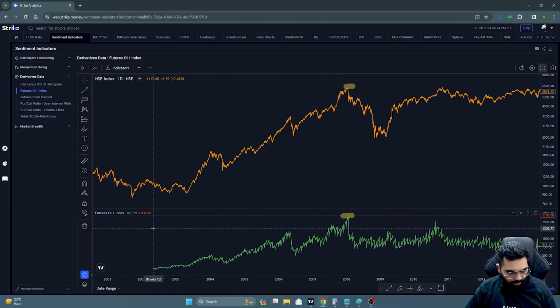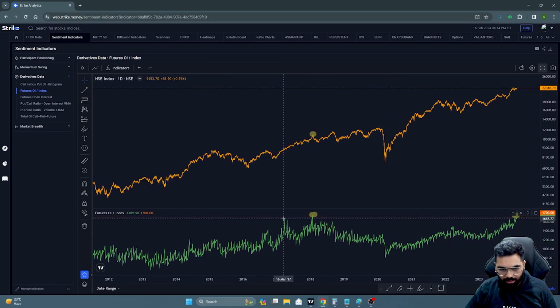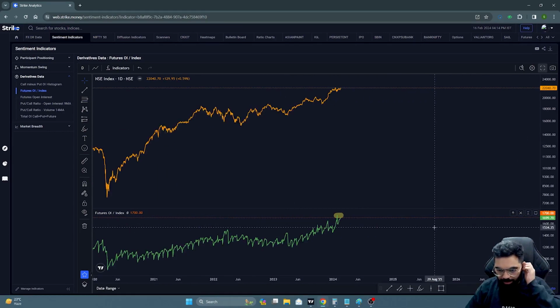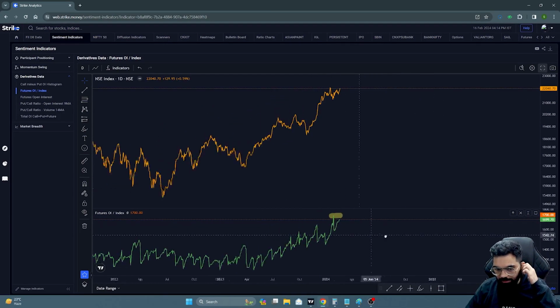We have this data since futures started, that is from 2002. So this is only the third or the fourth time that this data is hitting this particular level.